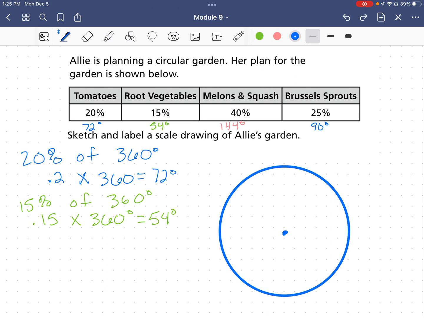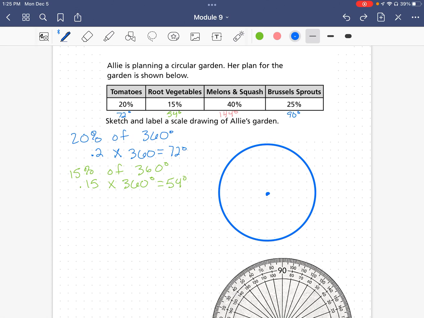Oh, that's 25 percent. 90 degrees for Brussels sprouts. Okay, and if you always want to check your math, the way to check for this problem is to add those up. So let's take 72, 54, 144, and 90. Add those all up, and then what should they equal? If we have a nice pretty circle, add those up, and you should end up with 360 degrees, which will get us all the way around your circle.